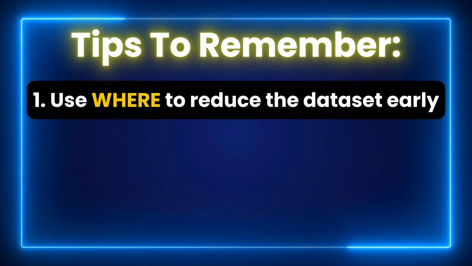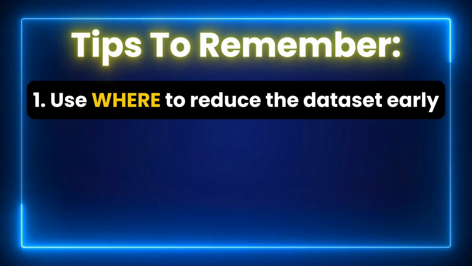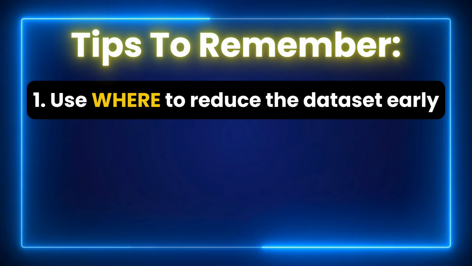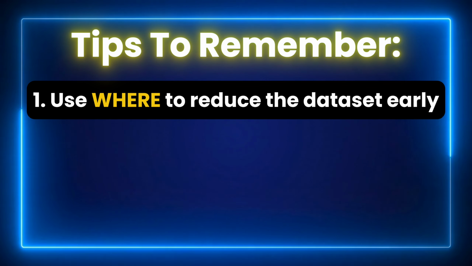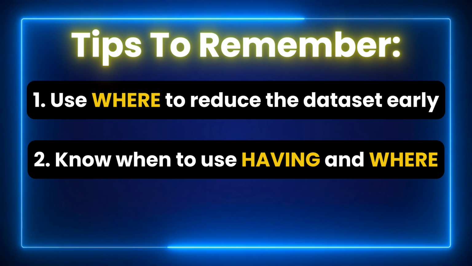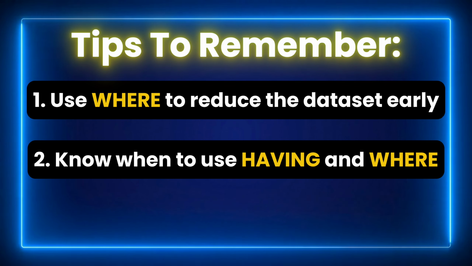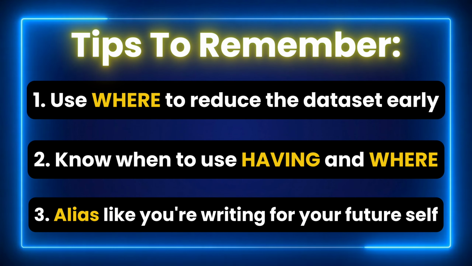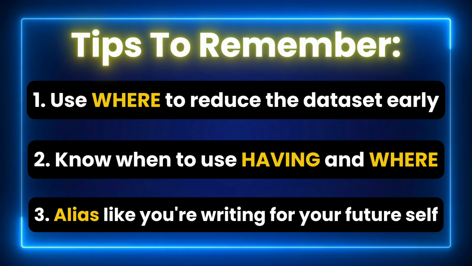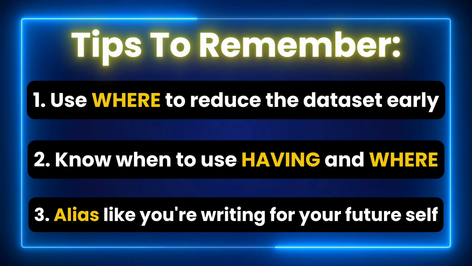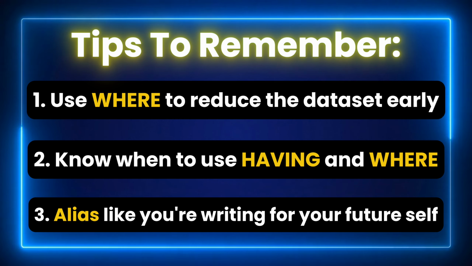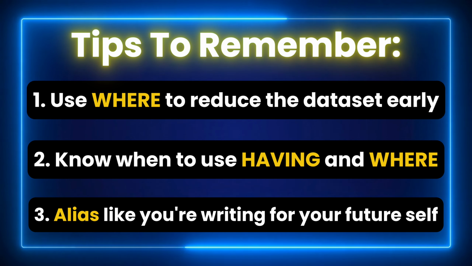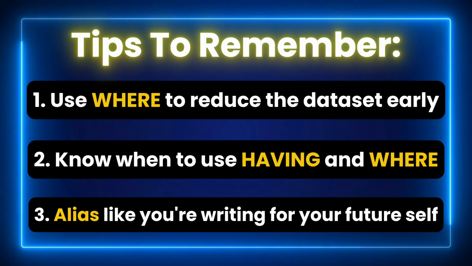Before we sign off with this lesson, I want to give you a couple of quick helpful tips. Number 1, use where to reduce the dataset early. If you know you only care about a specific subset, filter early on with where. And I'm telling you, it keeps the query efficient and your results look way better. Number 2, know when to use having and where. Remember, if it's rows, use the where clause. And if it's grouped results, use having. And number 3, alias like you're writing for your future self. If somebody else or you 6 months from now reads your SQL queries, aliases make it a lot more obvious what those outputs mean. And I promise you, your coworkers and your boss will be a lot more impressed with your results if you use aliases.